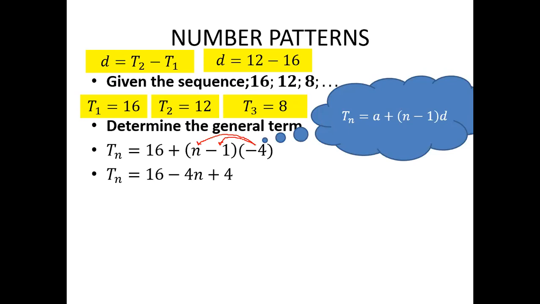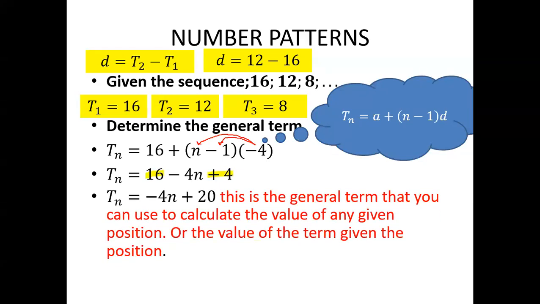Once you get to this step, then you can take like terms and add them. You will notice that negative 4n is a different type of term, so you will only highlight like terms, which is positive 16 plus 4. Now, positive 16 plus 4 will give you positive 20. Therefore, your general term will be Tn is equal to negative 4n plus 20, where n is the position and Tn is the value of the position.